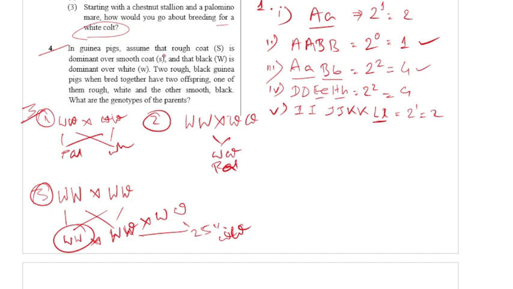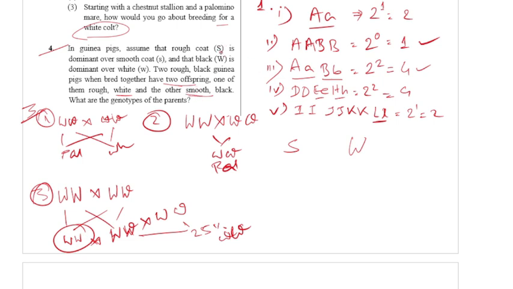In guinea pigs, assume that rough coat, capital S, is dominant over smooth coat, small s, and black coat, capital W, is dominant over white coat, that is small w. Two rough and black guinea pigs are bred together. Rough and black means both are dominant. They have two offspring: one rough white, white being the recessive character, and another smooth and black. Smooth is a recessive character.